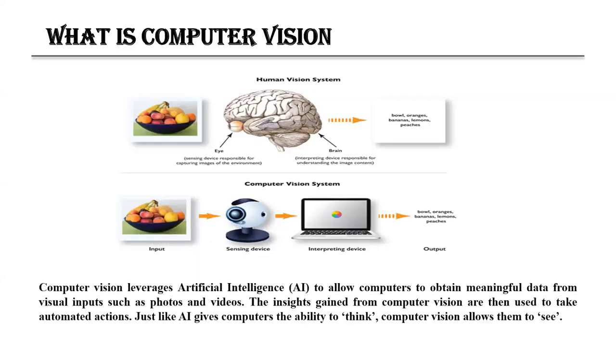Okay, so here you can see computer vision leverages artificial intelligence to allow computers to obtain meaningful data from visual inputs such as photos and videos. The insights gained from computer vision are then used to take automated actions, just like AI gives computers the ability to think, computer vision allows them to see. This is what computer vision is. Did you guys get what computer vision is exactly?